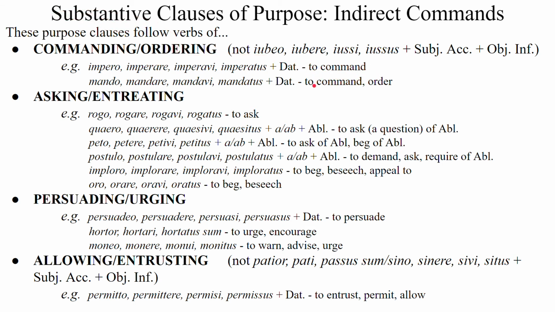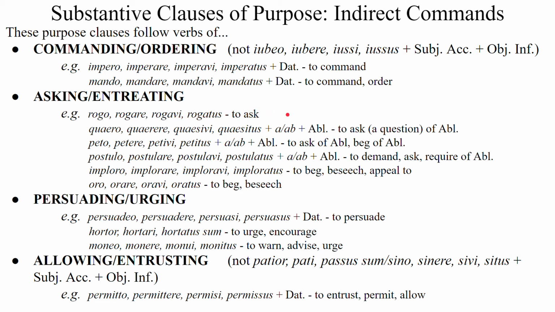Verbs of asking and entreating, like rogo, rogare, rogavi, rogatus, quaero, quaerere, quaesivi, quaesitus, plus ab and the ablative, to ask a question of an ablative. Peto, petere, petivi, petitus, plus ab and the ablative, to ask or beg of an ablative. Postulo, postulare, postulavi, postulatus, plus ab and the ablative, to demand or ask or require of an ablative. Imploro, implorare, imploravi, imploratus, to beg, beseech, appeal to, implore. And oro, orare, oravi, oratus, to beg or beseech.